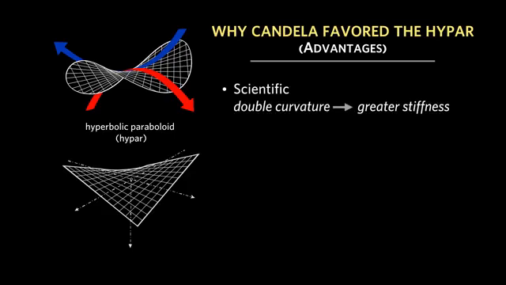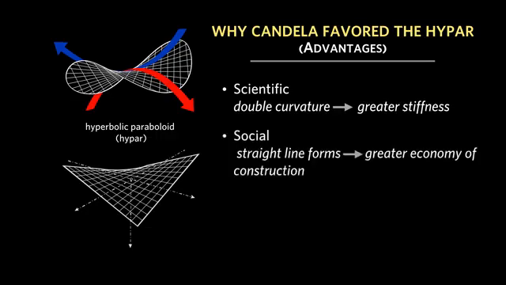So from the scientific point of view, the hypar has double curvature. Double curvature in a shell gives greater stiffness than single curvature. An example of a single curvature shell would be, for example, a barrel form. From the social point of view, the straight line forms give us greater economy of construction because now he can use straight pieces of wood as opposed to curved pieces of wood to form his design. And from the symbolic point of view, we see infinite forms that are possible from the hypar, and this leads to the elegance and the creativity of his designs.